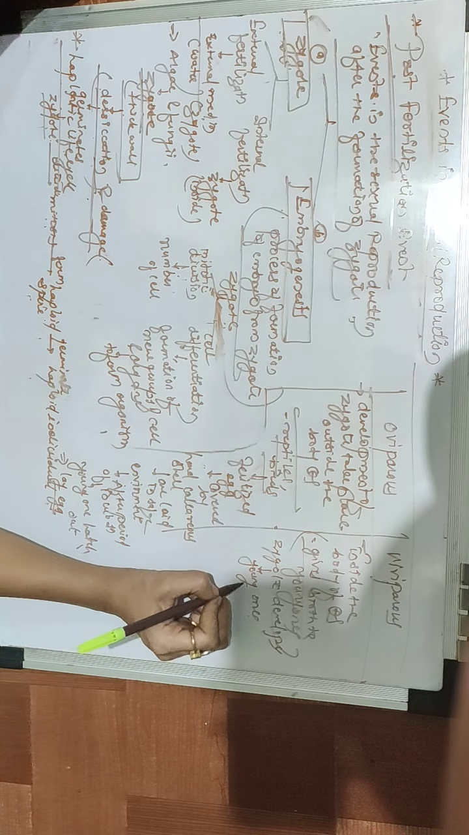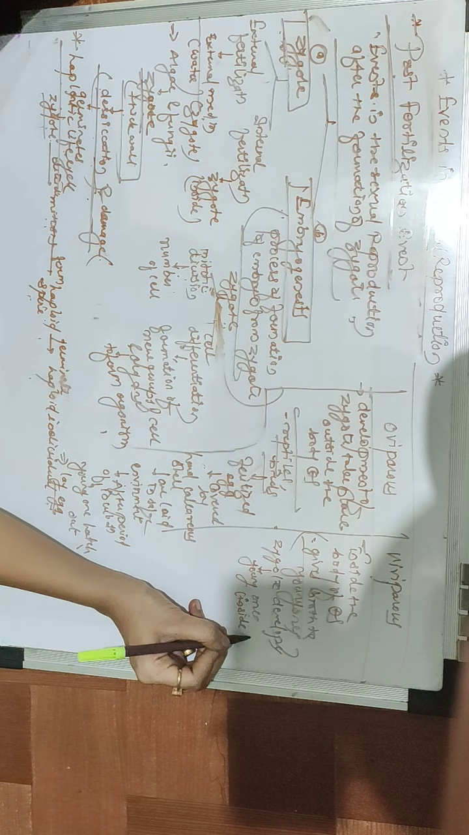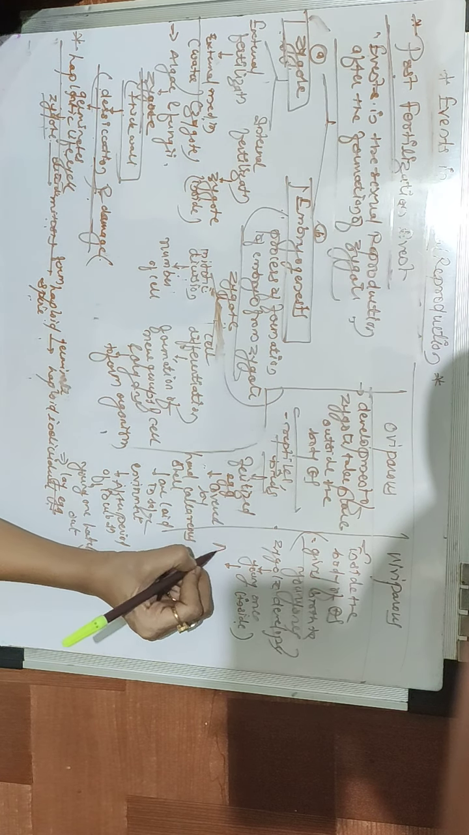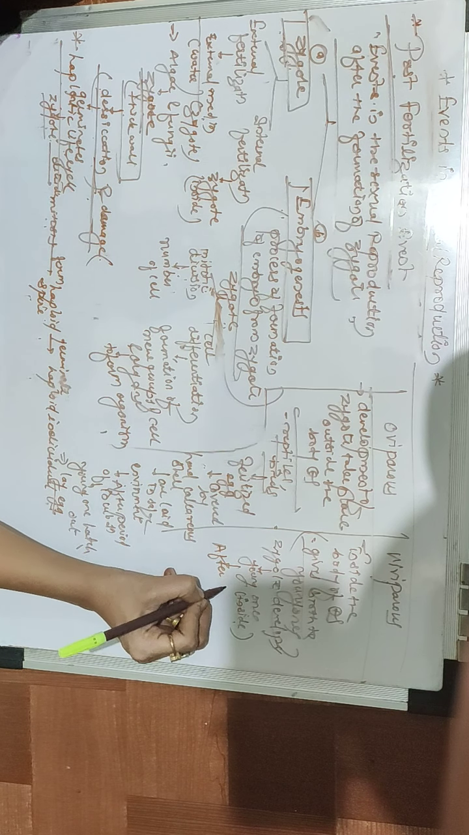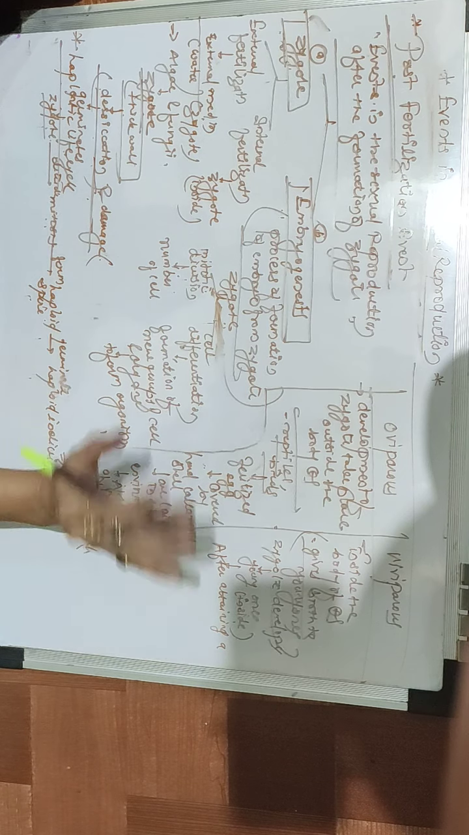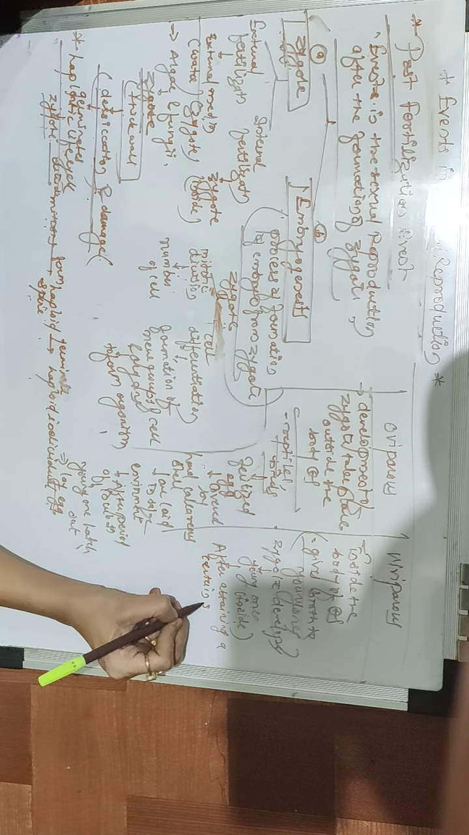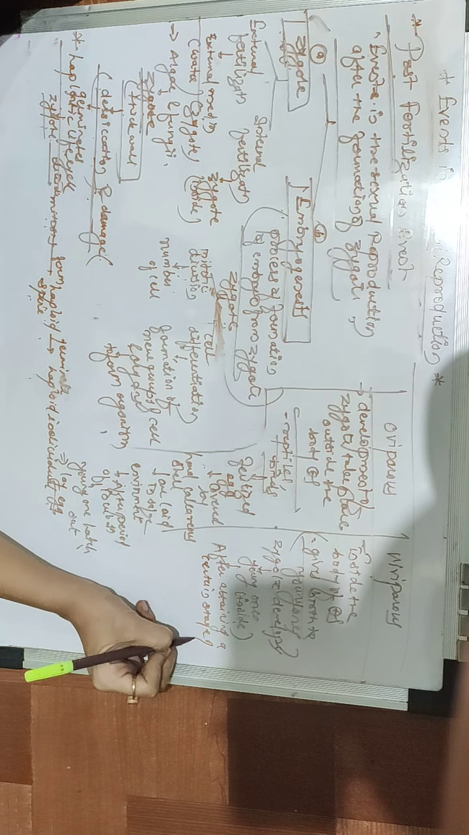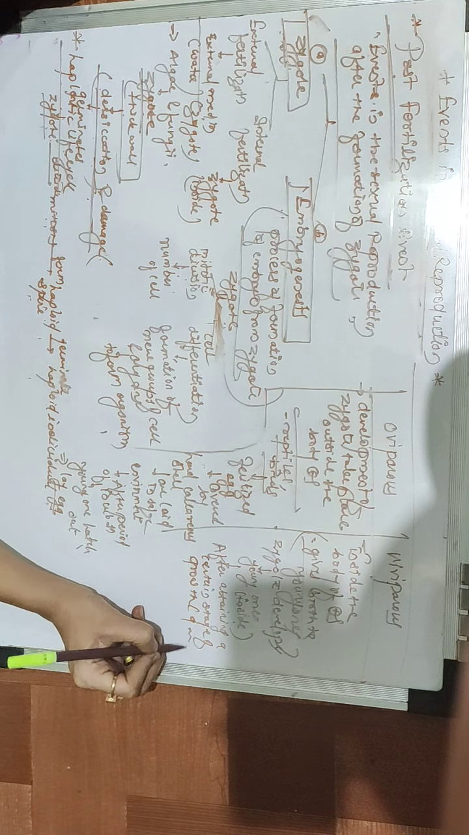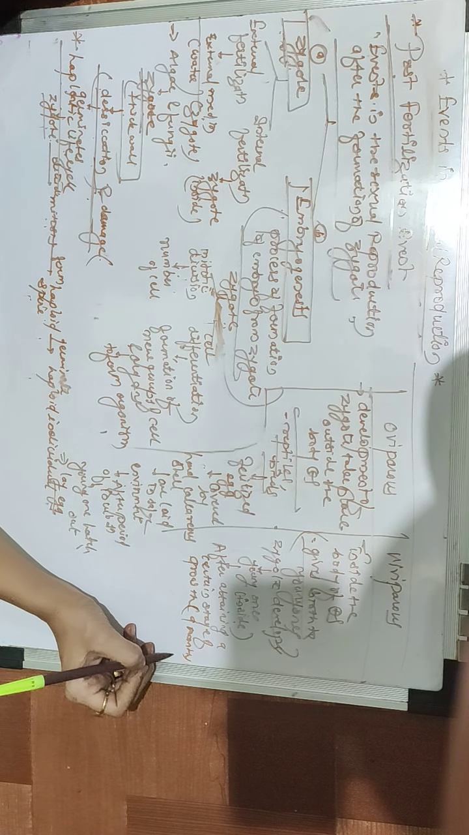Now where are the young ones? Inside the body of the female organism. Okay, how? After attaining a certain stage of growth, it means 9 months in humans.